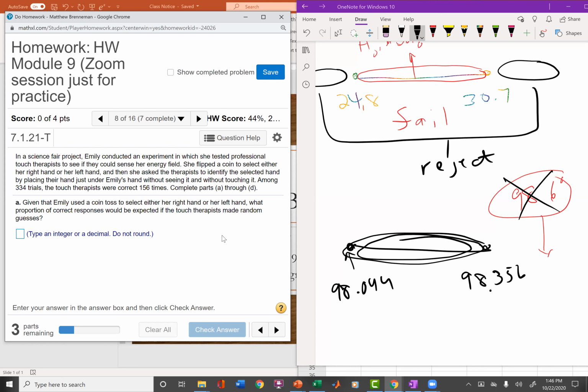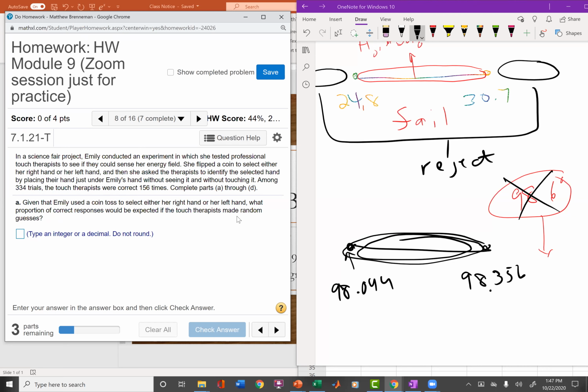Okay. Among those 334 trials, the touch therapists were correct 156 times. So what we're getting at here is they want to determine what percentage of times the touch therapist could be correct, right, from the entire population. Okay. So given that Emily used a coin toss to select either right or left hand, now that part's actually important, because what that's saying is that these were randomly selected values, okay? In other words, if a person did it themselves, they might choose a pattern, right?